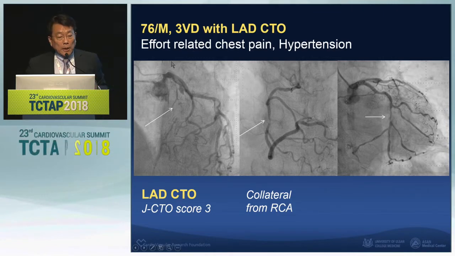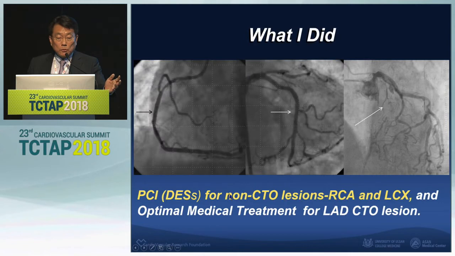Another example: a 76-year-old male patient with three vessel disease, LAD CTO here, right coronary disease, circumflex disease, definitely stable angina. The J-CTO score is 3, a little bit mechanical, technically difficult to open, with good collaterals. To be honest, what I did was treat the non-CTO lesions in the RCA and circumflex with PCI, and optimal medical treatment for the LAD CTO lesion.